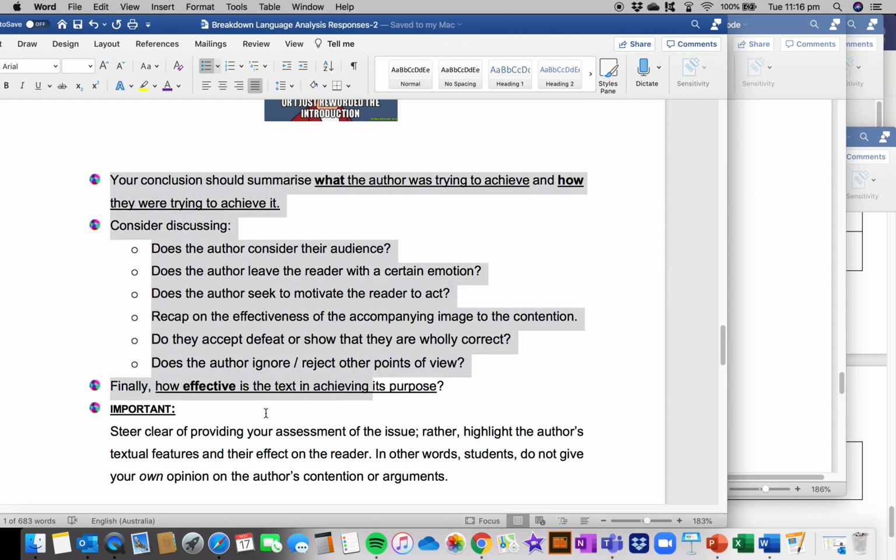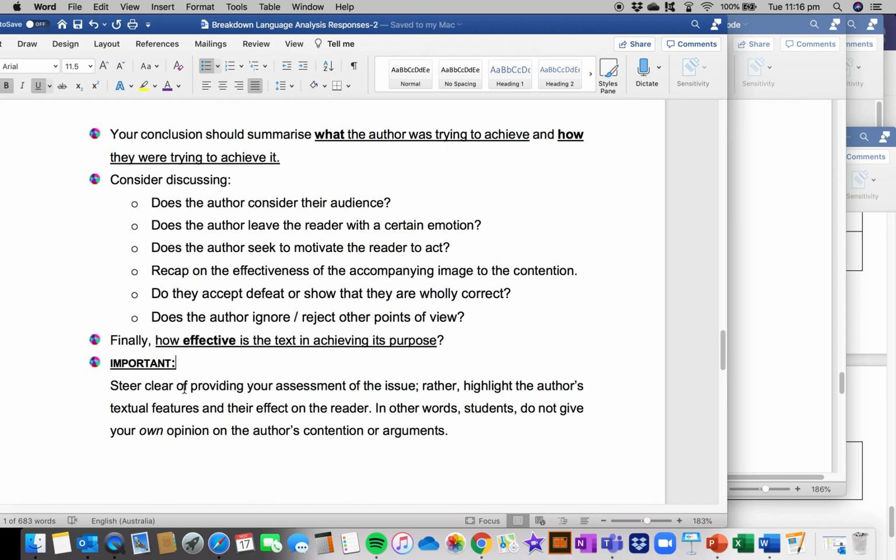shared with you now. But the last point is very important. Steer clear of providing your assessment of the issue. So rather than highlight what you believe about the issue, highlight the author's textual features and their effect on the reader. In other words, students, do not give your own opinion on the author's contention or arguments.